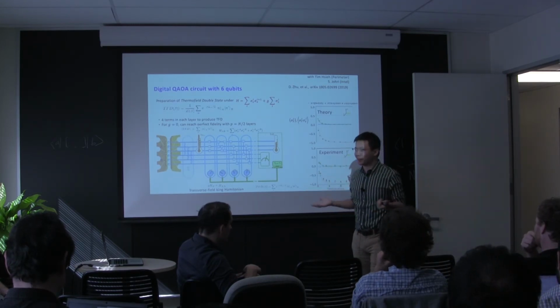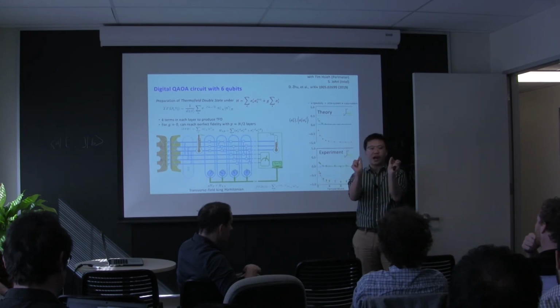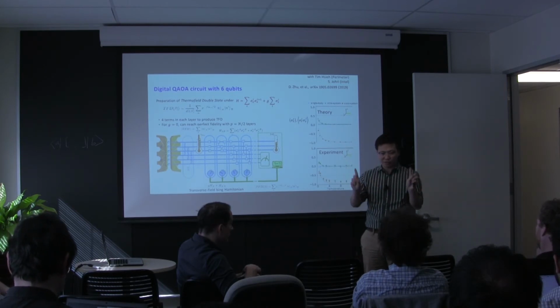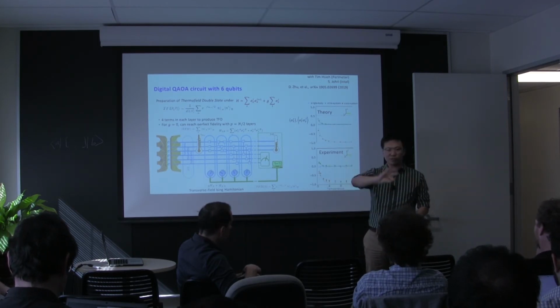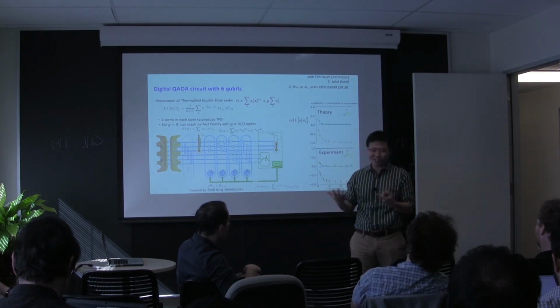UV, it's 30%, 1/3 of it. So to do that, we actually need to couple each of the ions to a fiber, right? Each ion corresponds to one fiber, and each fiber goes to a PMT, a photon multiplier, so that we can get a 99% detection fidelity.